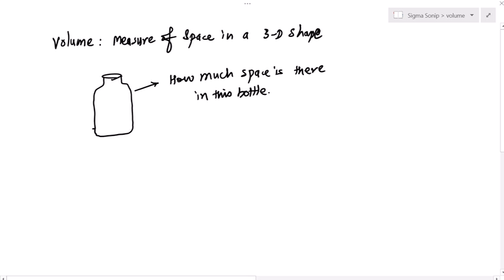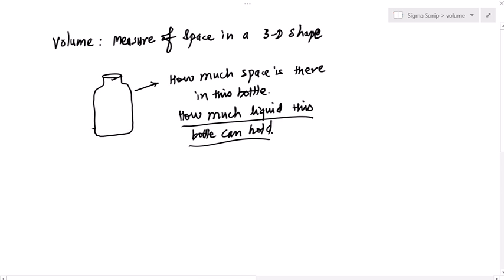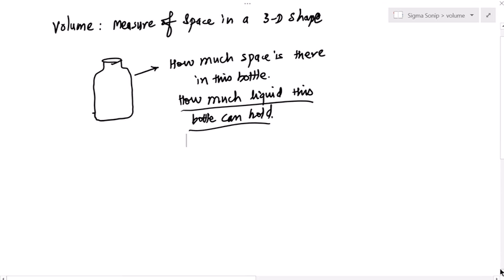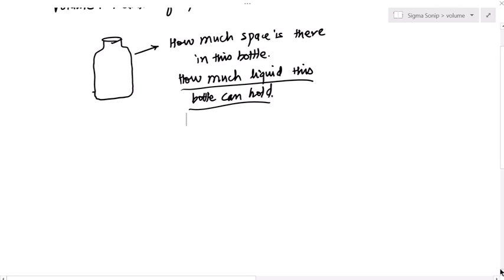Another way that we can say this, we are saying the same thing but in different words, is how much liquid, for example milk or water, this bottle can hold. So if you look at this definition, how much liquid this can hold, we can also say how much is the capacity of this bottle. So volume and capacity are synonymous. They are used interchangeably, and many people prefer to use the word capacity, but we will stick to the word volume.